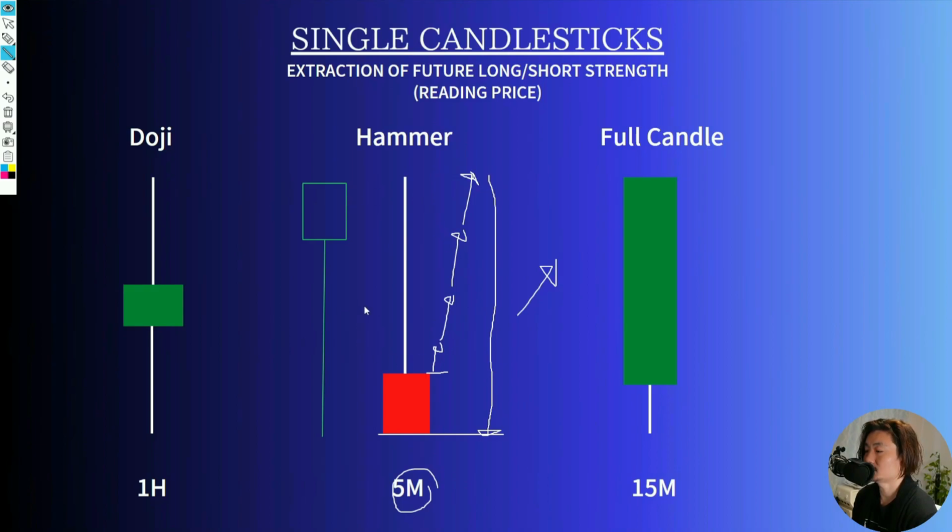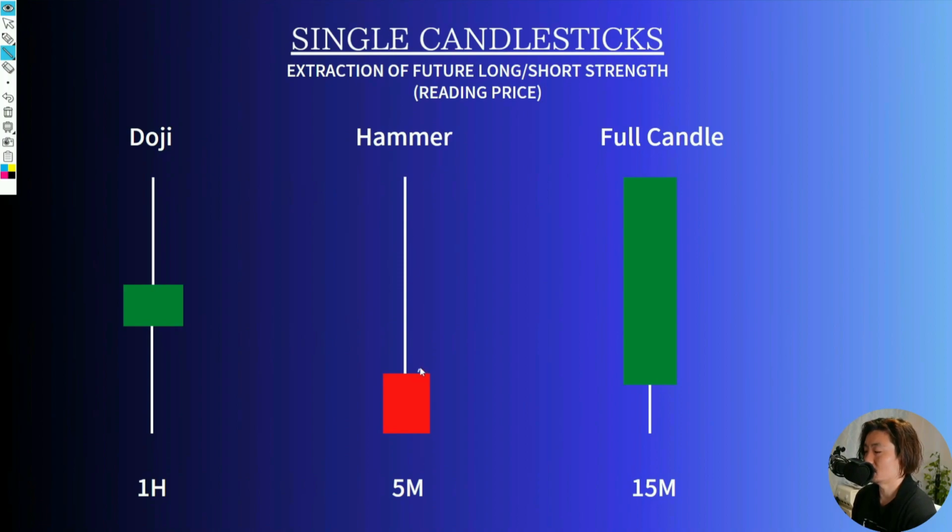Okay, so here's the key elements you want to be looking for in order to locate a hammer. Okay, so first of all, you want a long wick on the opposing side in which future strength is created. So if you want future short strength, we want the wick to be on the top side and be as long as possible. Now, the longer, the better in this case. Okay, moreover, we want a red candle if we want future short strength, and we do not want a wick on the bottom side. Now, there can be a small wick. However, we want this wick to be as small as possible, and preferably having the low at the same level as the close.